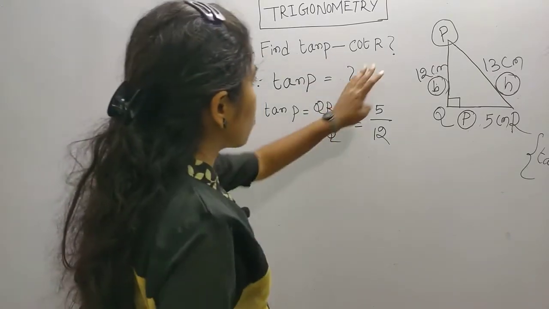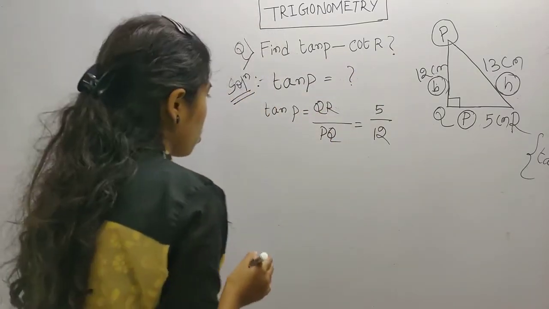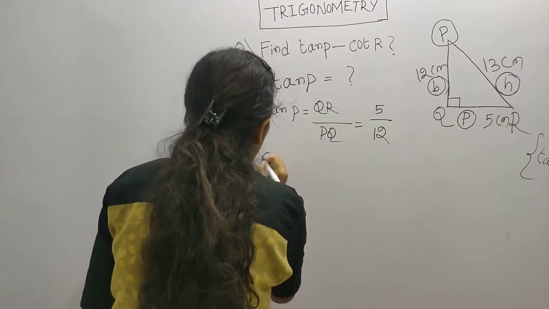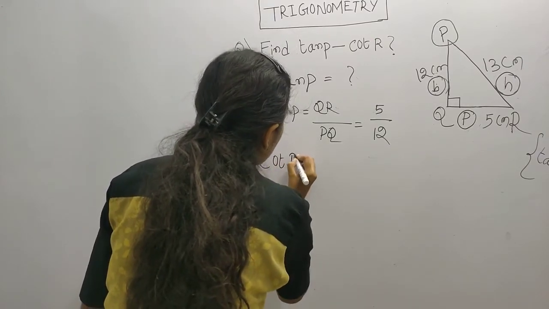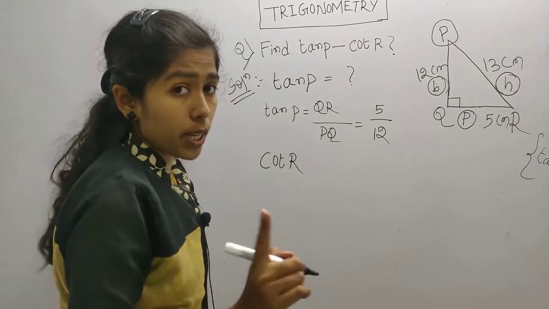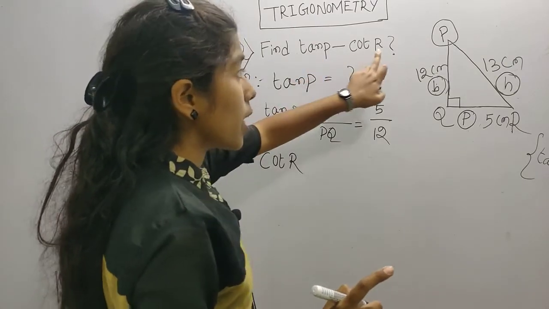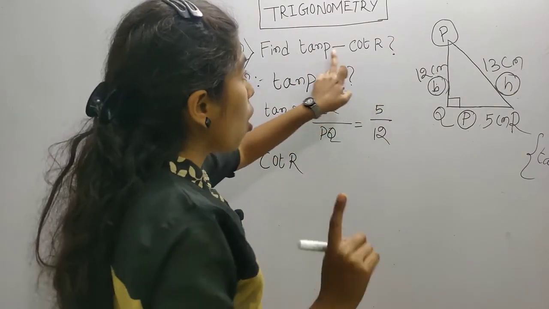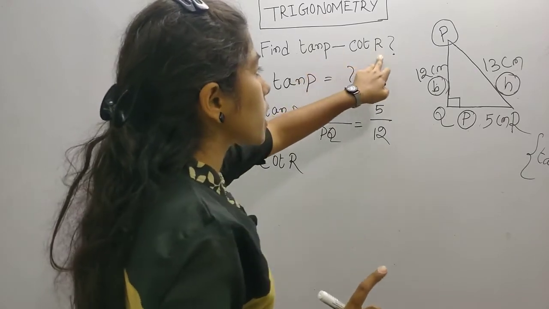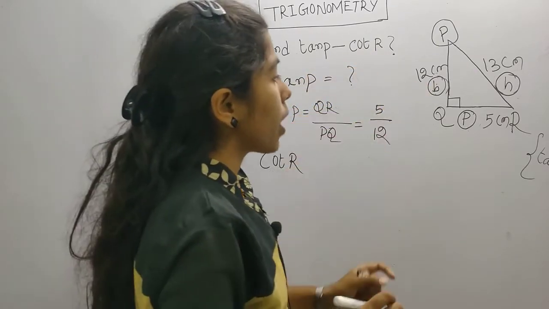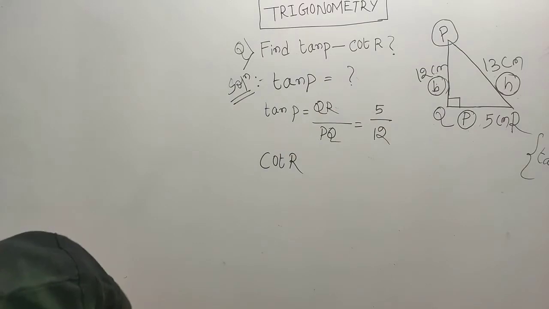Now let's move to cot R. You notice one thing: here tan P is given and here cot R is given. Both are different angles. Here P is given, here R is given. So we have to change the triangle.